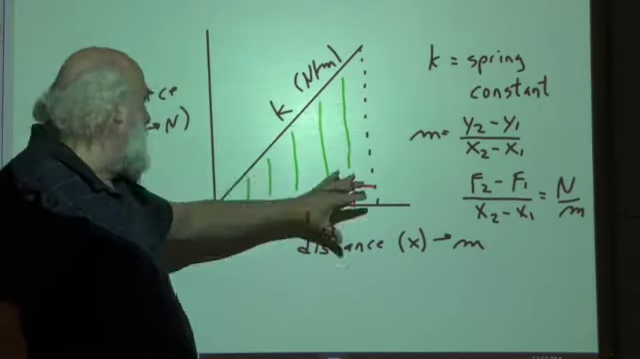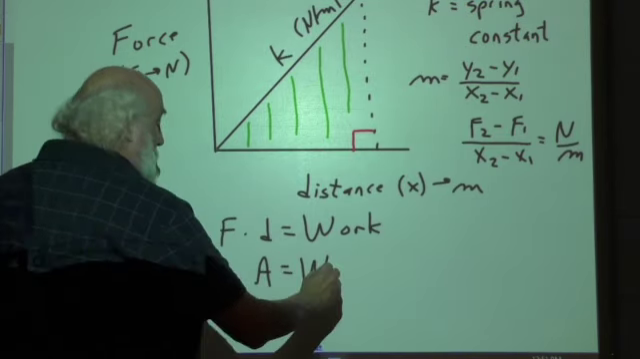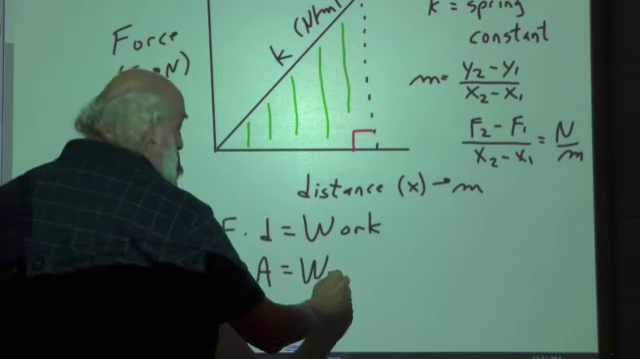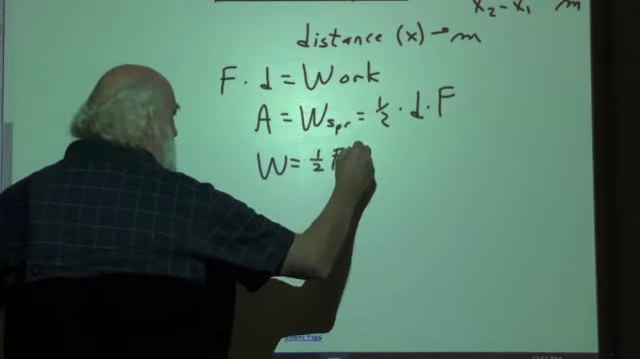So that means, now let's assume that we have this regular rectangle. Force times distance is defined as what? Work. Okay? So this area in here is the work of a variable force, so the work of the spring. And that equals 1/2 base, which is distance, times height, which is force. Or we can simply write it as the work is equal to 1/2 F times D.